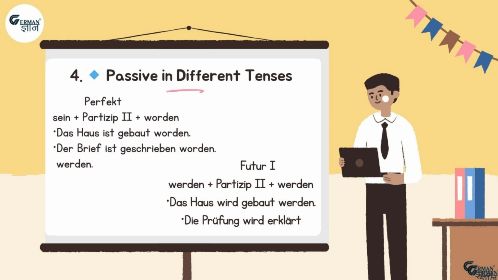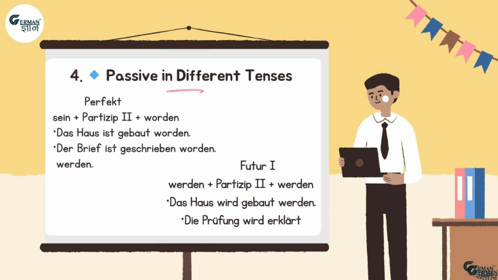Now the sentence structure of passive imperfect. So the structure is, we write sein at the second place, then we write participle zwei and worden at the end of the sentence. For example, das Haus ist gebaut worden and der Brief ist geschrieben worden.